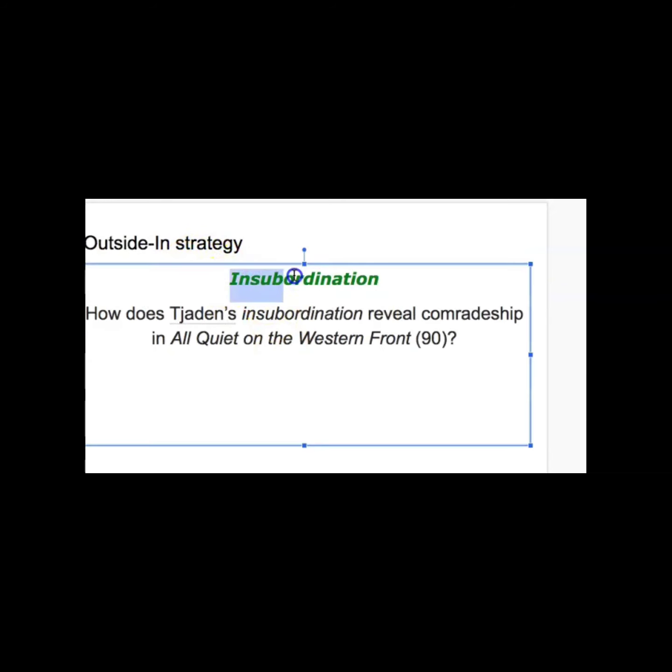Then let's look at this word, insubordination. How does Yaden's insubordination reveal comradeship in All Quiet on the Western Front? Looking at this word, you have a few words inside of it, and you have words that are going to be around it. Use your outside-in strategy to see if you can figure out what the meaning of insubordination is when it comes to Yaden.